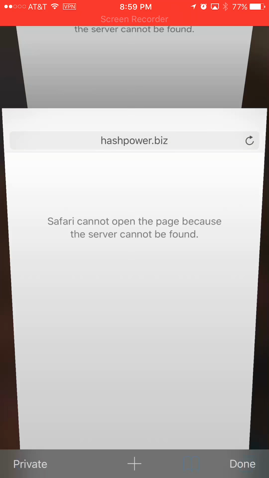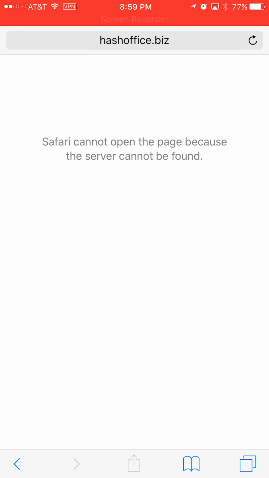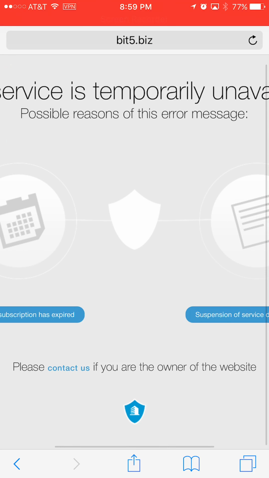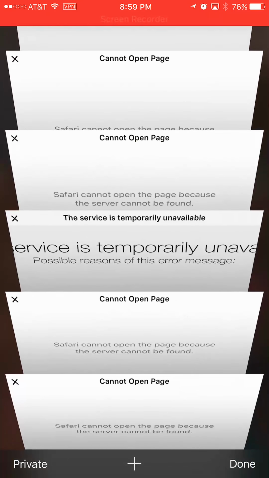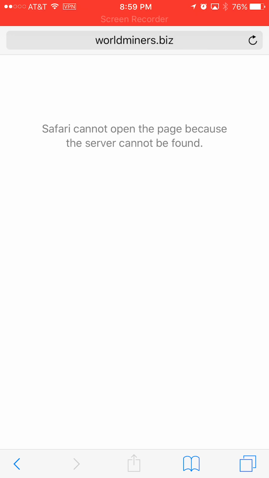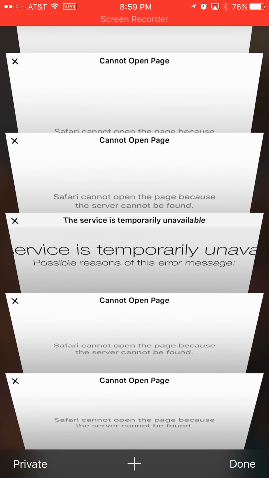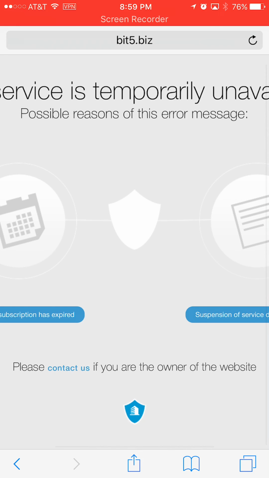Same thing with hash power, hash office. Then I saw bit5.biz, and then as well these other two that I went to, bitday.biz and worldminer.biz, right? So those were all referred to, those bottom two were referred to me as well.